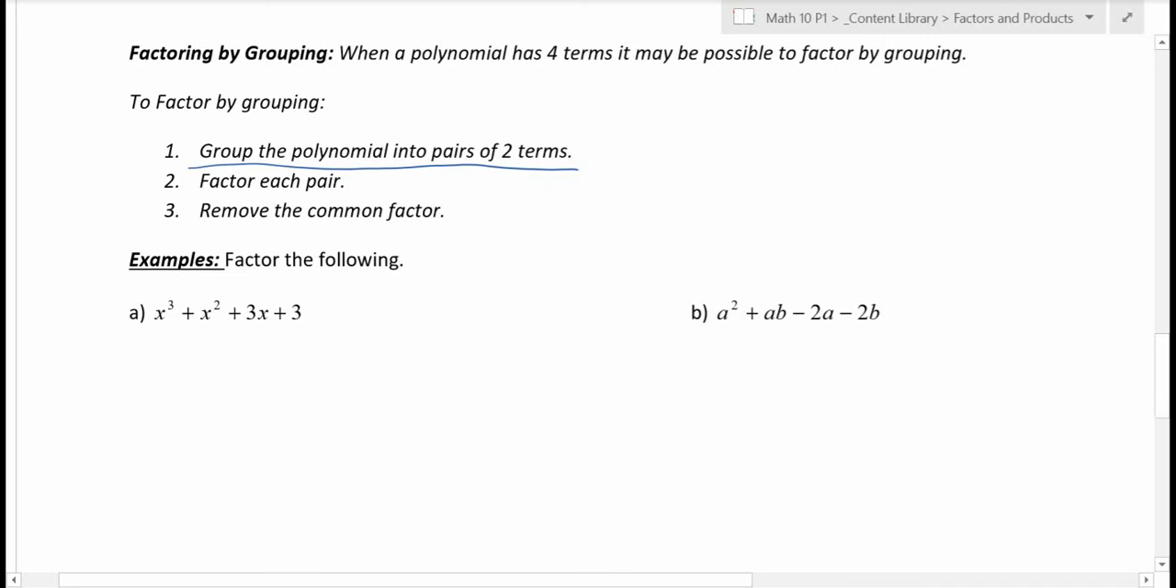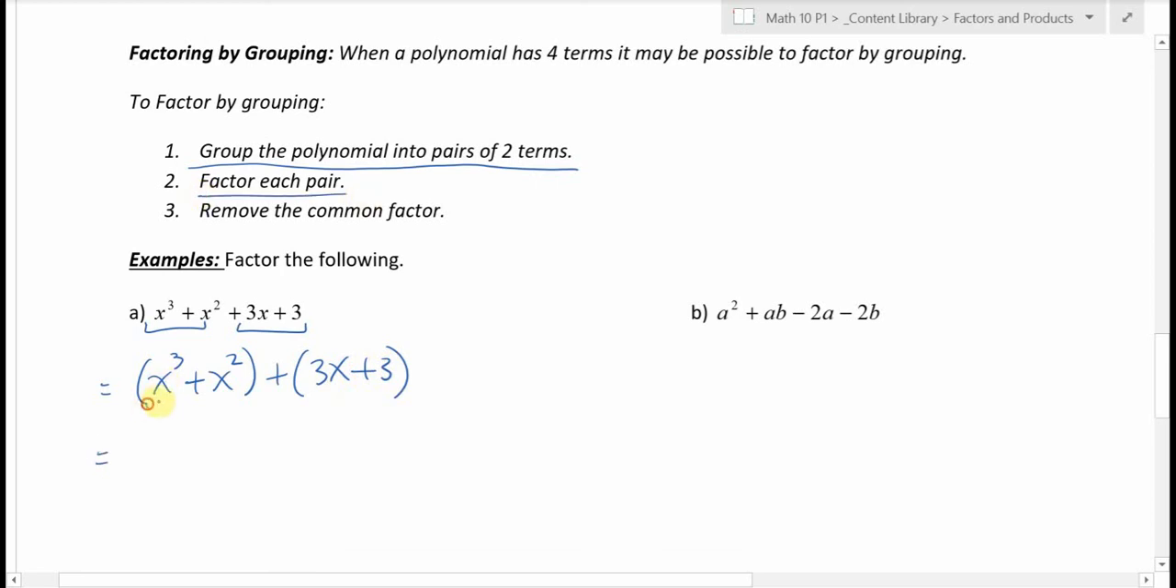You might need to sometimes mix up the order. I think the second example is going to be like that. But the first one, I'll show you, we're just going to group them by the first 2 and the last 2. Okay, so that's the first step. I'm just going to group them, and I'm going to rewrite them in separate sets of brackets. And now from here, what I'm going to do is factor each pair.